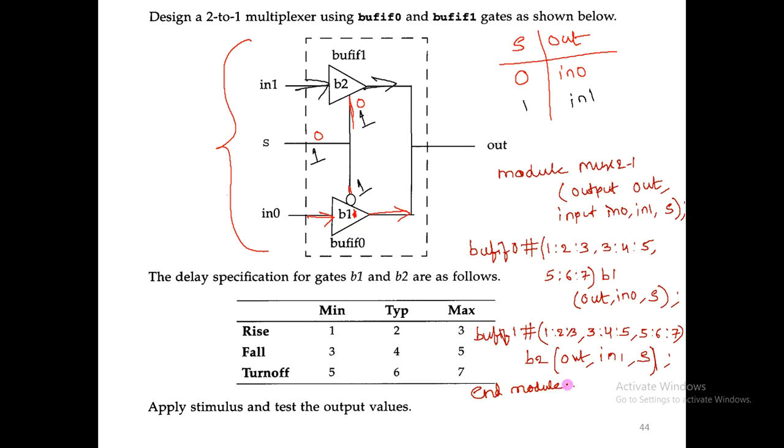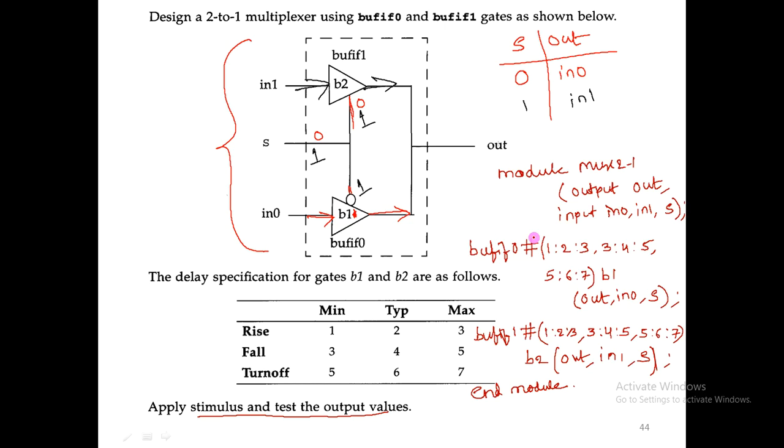Okay, so that's it. This is how you need to write the code for buffif 1 and buffif 0. The rest of the code, that is, applying the stimulus and testing the output values, I'll give you as a task. You need to write the stimulus block. Very simple. Module stimulus, and inputs are declared as registers, reg in 0, in 1, and outputs are declared as wire out. Then instantiate this one, mux 2 underscore 1, write down out, in 0, in 1, following the order.